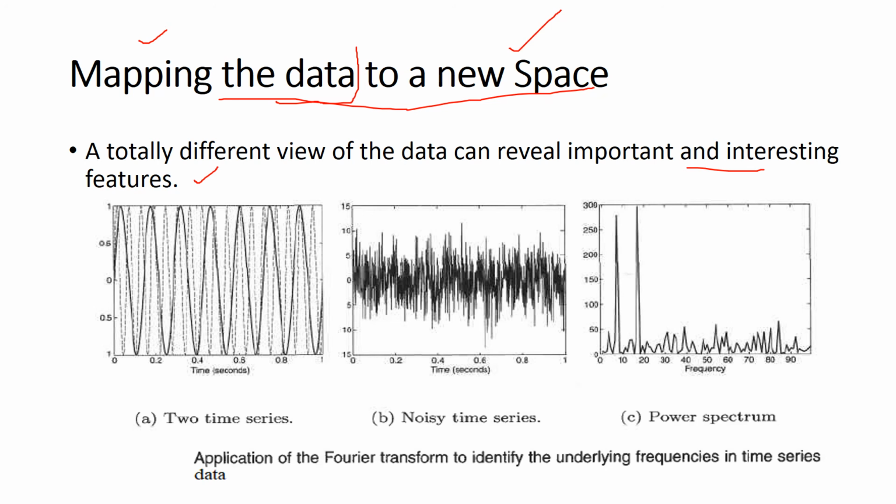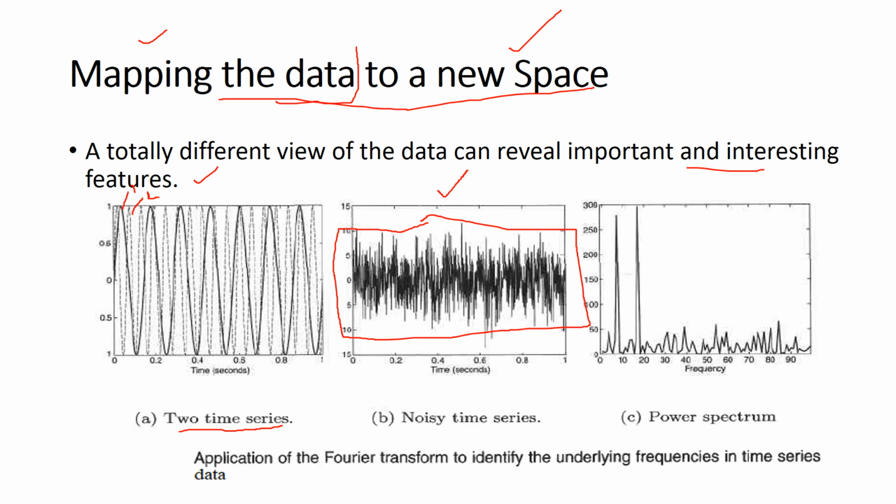As an example, we have two time series here. This is the first one and this is the second one. These two time series that exist in the data set are going to be like this. This is a noisy time series. Because it is a noisy time series, we may not be able to get enough information about the two series that we have here.